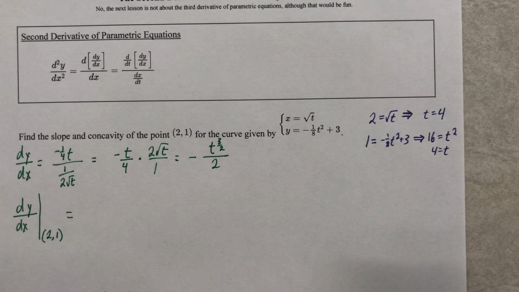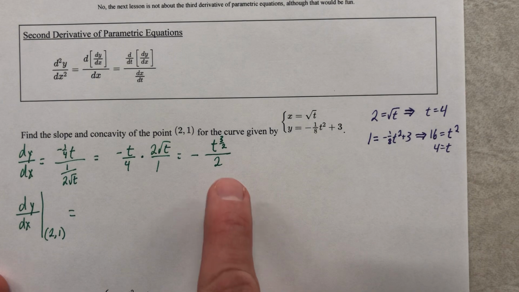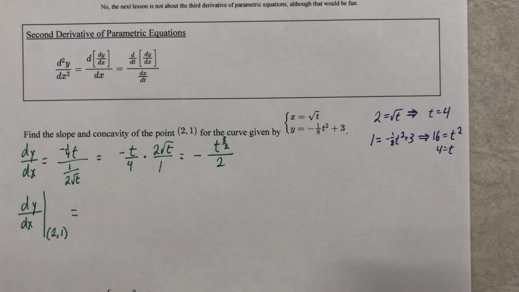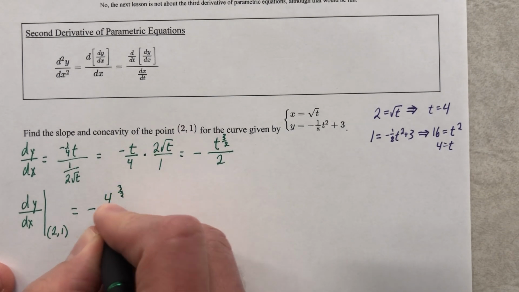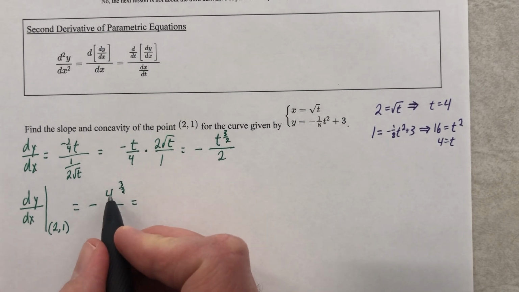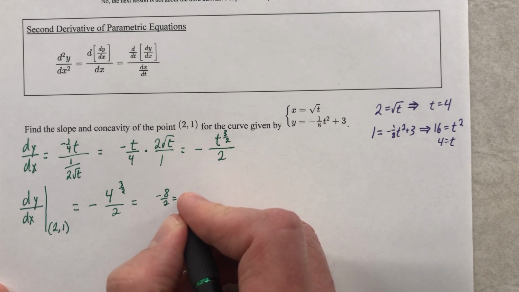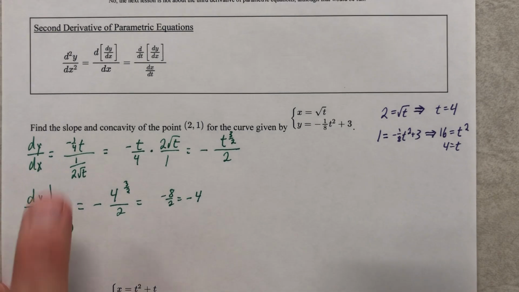Now that we know what t is, I don't need to plug in a 2 for x and a 1 for y. I need to plug in a 4 for t, like we found out what it is. So -4 to the 3/2 over 2. Square root of 4 is 2. 2 to the 3rd is 8. So we have -8 divided by 2, which is going to give me -4. All right, fantastic. We have answered the first part of the question.